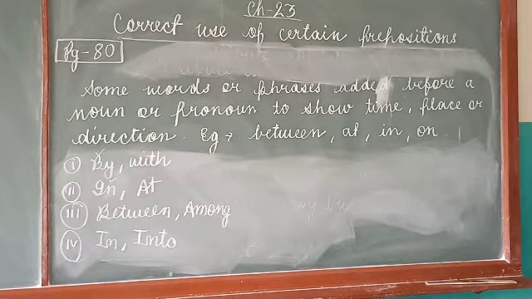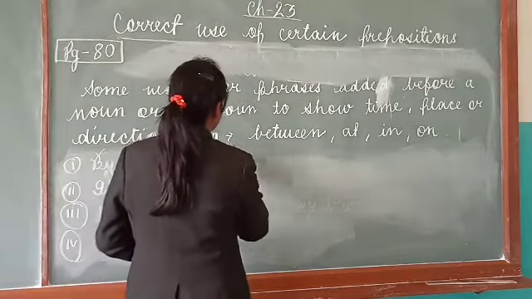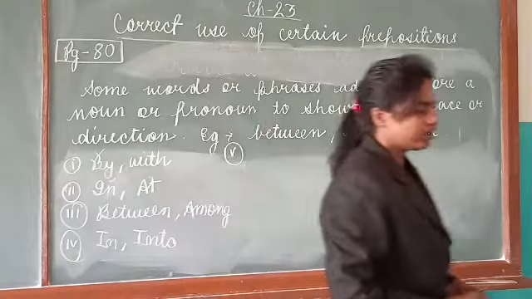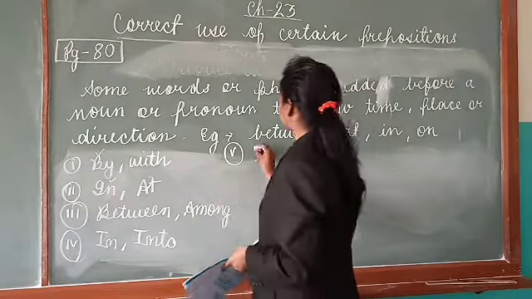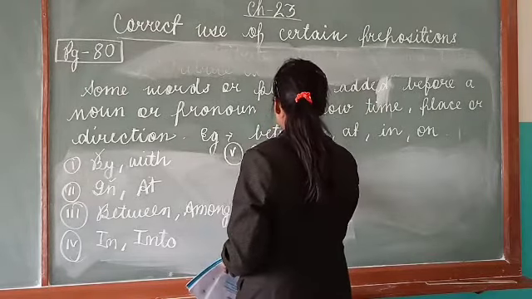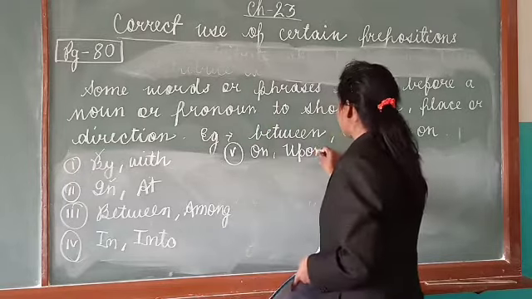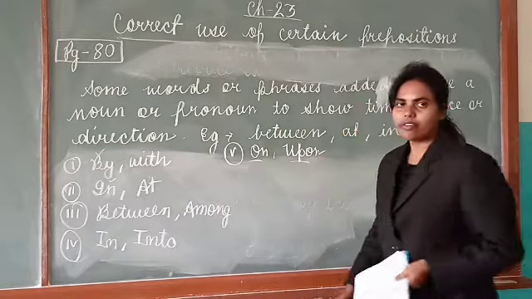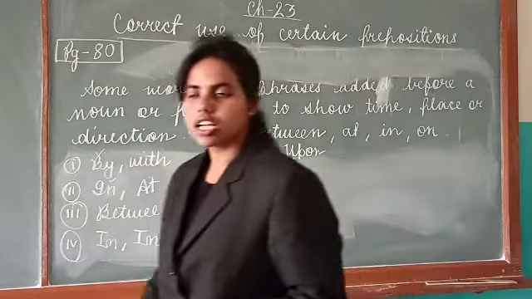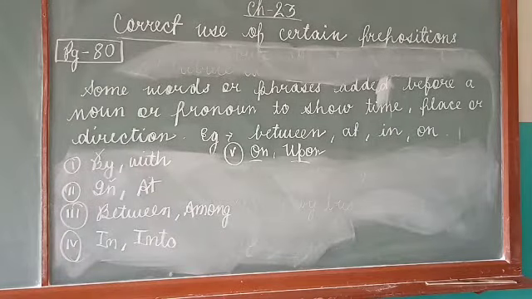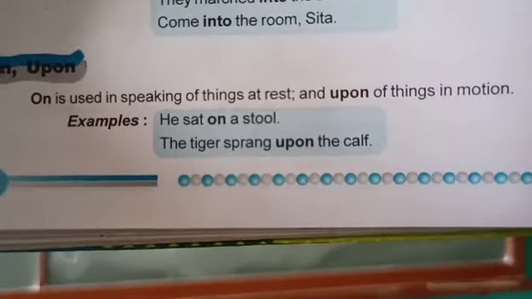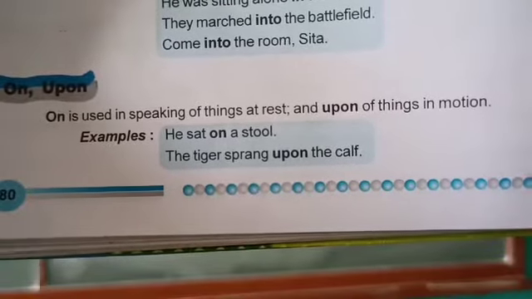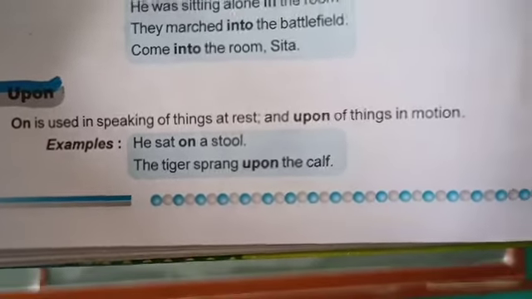Today I will be explaining the next type of preposition, that is on and upon. Let us first see the difference. When to use on and when to use upon. On is used in speaking of things at rest, and upon is used for speaking of things in motion.